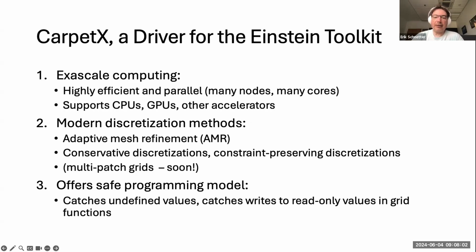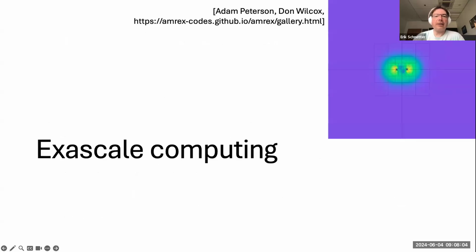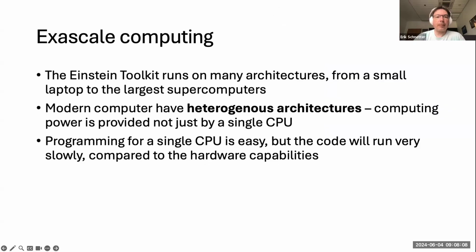Okay, let me begin with the first part of the talk, namely exascale computing. The Einstein Toolkit runs on many architectures. Obviously, when I develop code, I just write it on my laptop, which happens to be a MacBook, and the Einstein Toolkit runs there just fine. Of course, I can't run any big simulations there because it isn't fast enough and it hasn't enough memory. The Einstein Toolkit also runs on workstations and it runs on supercomputers.